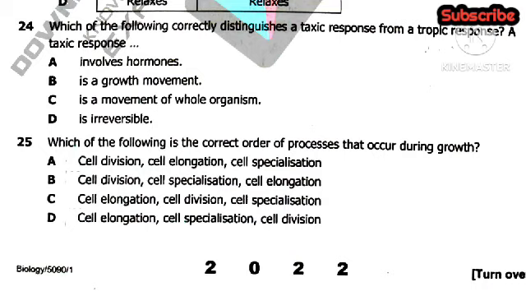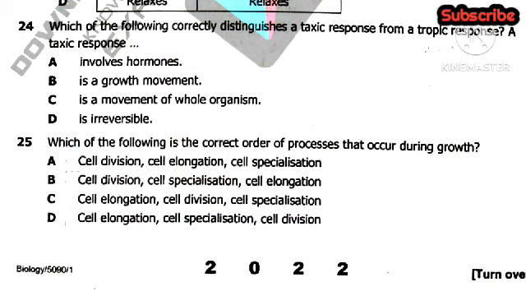24. Which of the following correctly distinguishes, differentiates, ataxic response from a tropic response? Okay, let me talk about ataxic response a bit. Ataxic response is one that involves moving, especially because an organism is running away from light or drawing closer to light. A tropic response usually happens in plants.